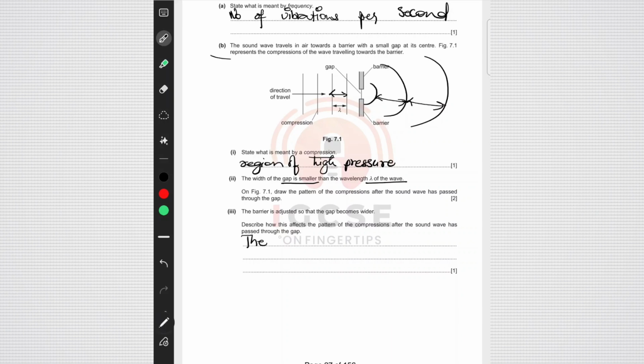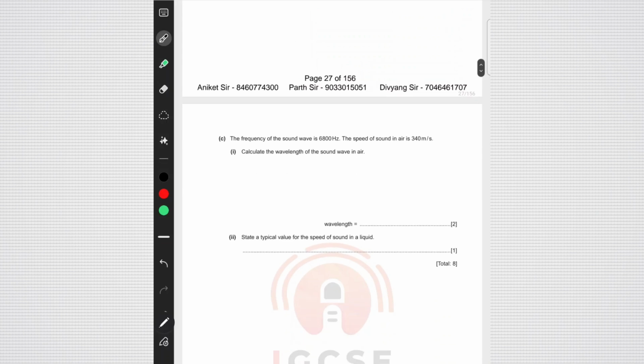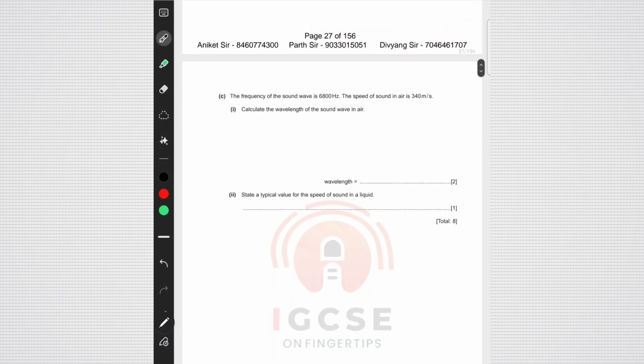Describe how this affects the pattern of compression after the sound wave has passed through the gap. The spreading of the compression decreases, right? Now as it is going in this beacon form, it stops doing that.